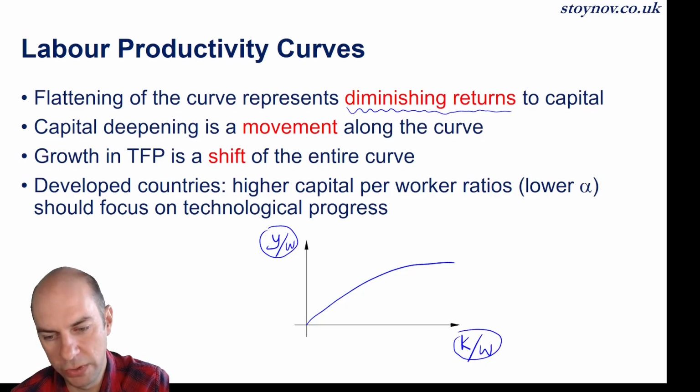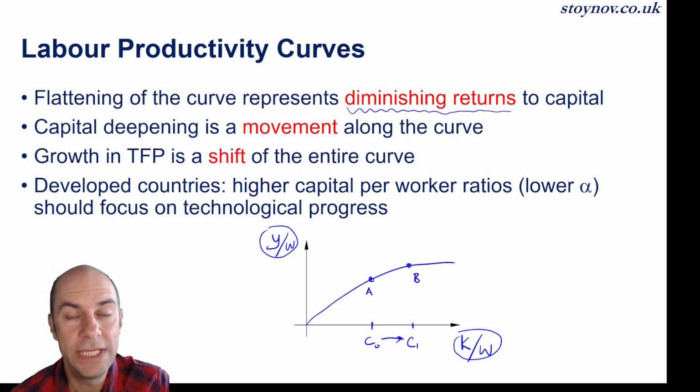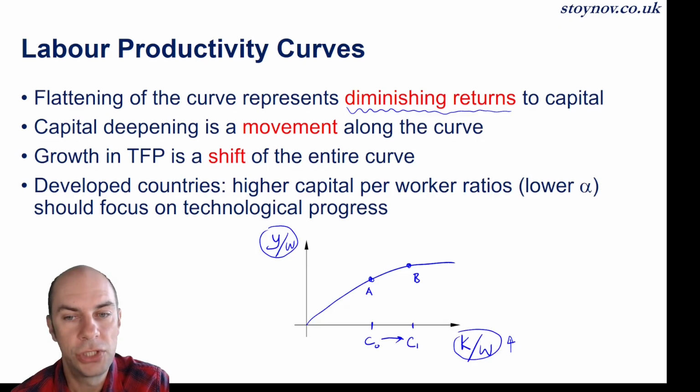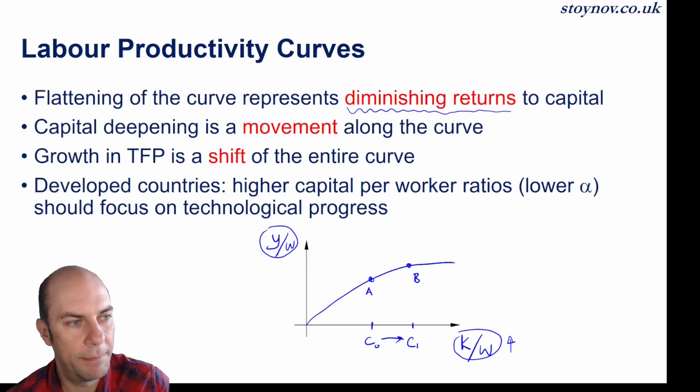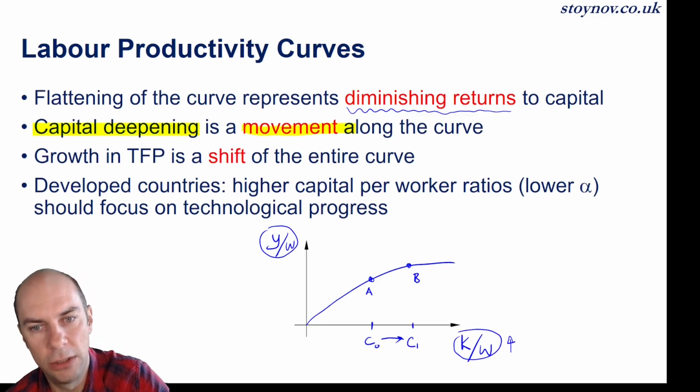Next, what we will notice is that, let's say I have this value here of capital, and I'm going to move to this value here. So I'm going to move from point A to point B. That is an example of capital deepening, my friends, because I am increasing my capital per worker ratio. So whenever we talk about capital deepening, that is a movement along the same productivity curve.